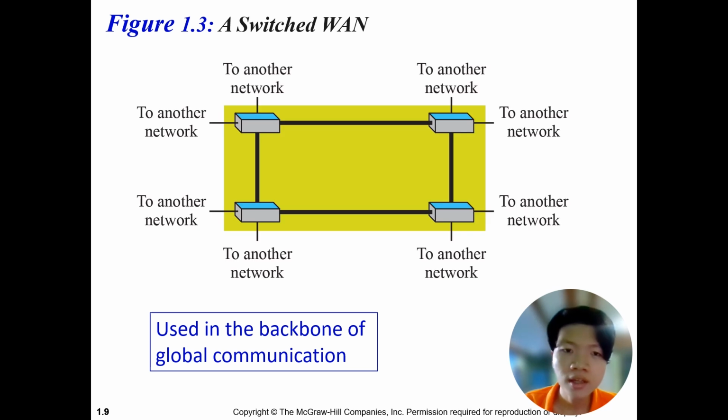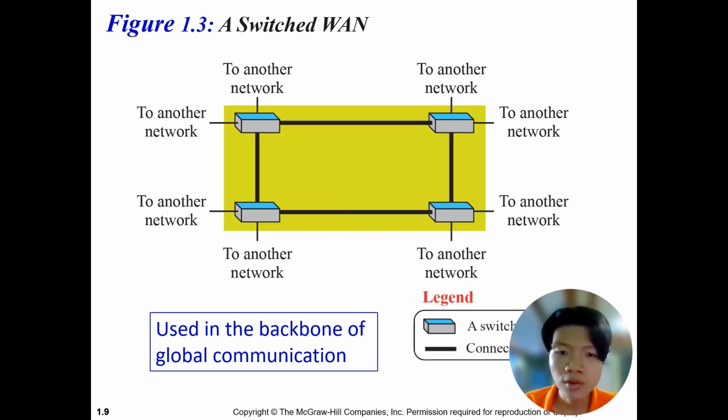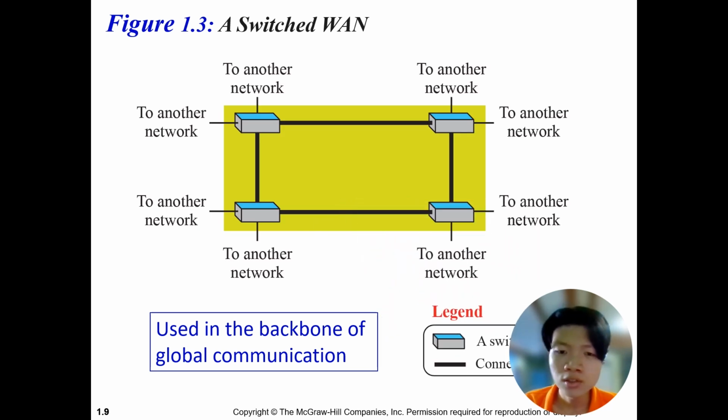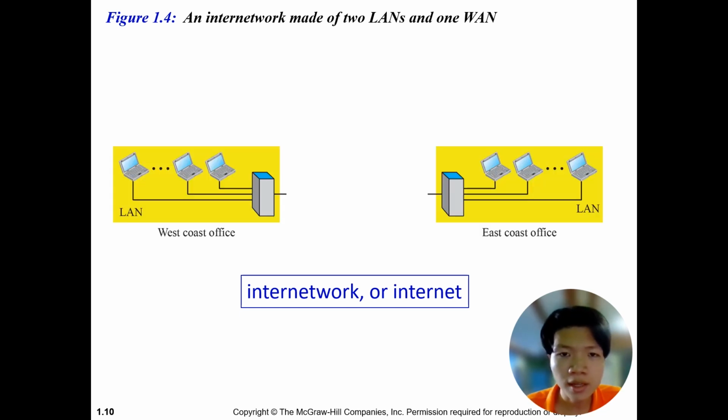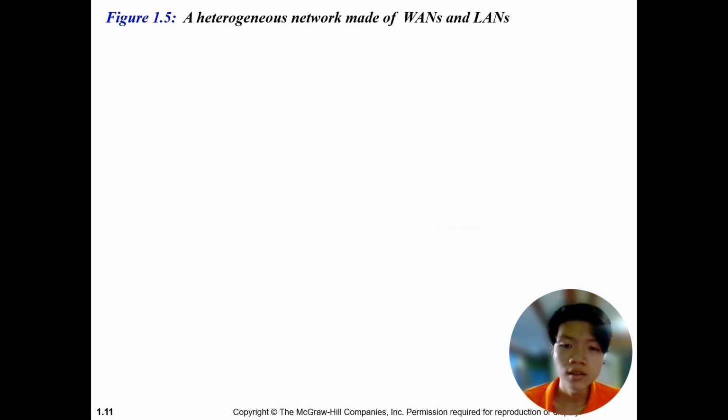A switched WAN works by connecting a switched network to another switched network with a connecting medium. This is how an internet made of two LANs and one WAN works. And here is a figure of a heterogeneous network made of WANs and LANs.